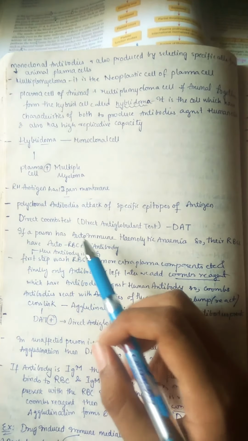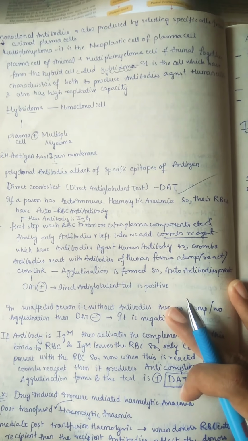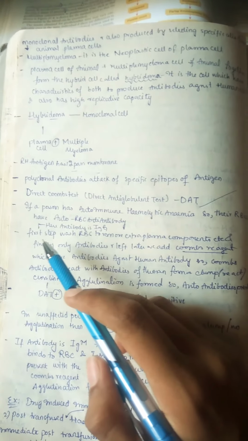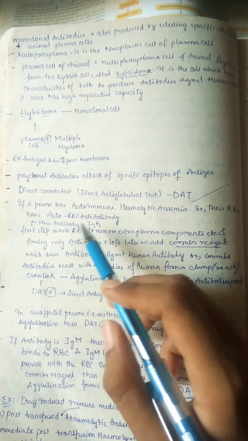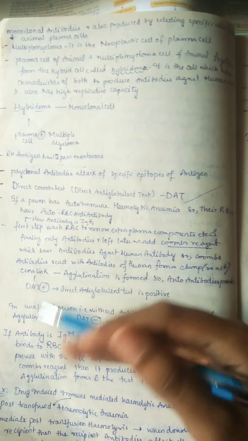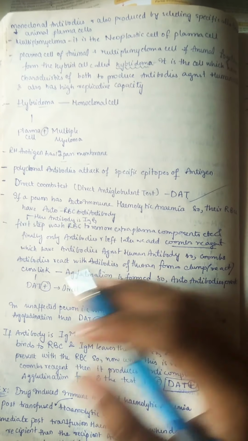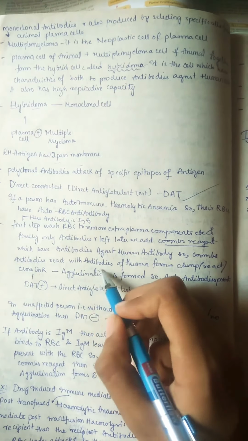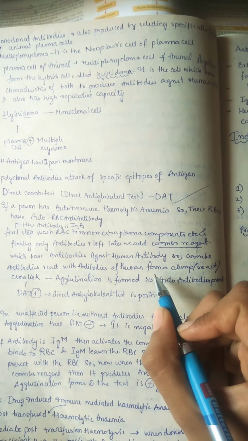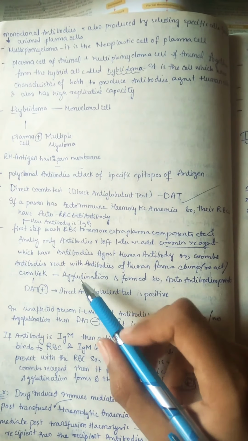Now let us see what the direct Coombs test is. If a person has autoimmune hemolytic anemia, their RBCs have auto-RBC antibodies, here of IgG type. First, we wash the RBCs to remove the extra plasma components, so that finally only the antibodies are left. Later we add the Coombs reagent, which has antibodies against human antibodies. The Coombs antibodies react with the human antibodies on the cells and form a clump. So this cross-linked agglutination is formed.